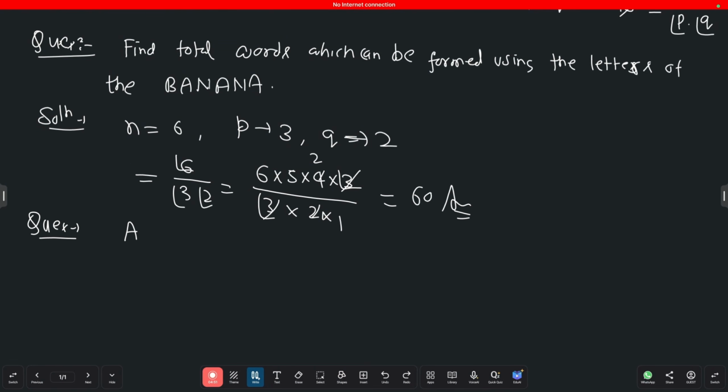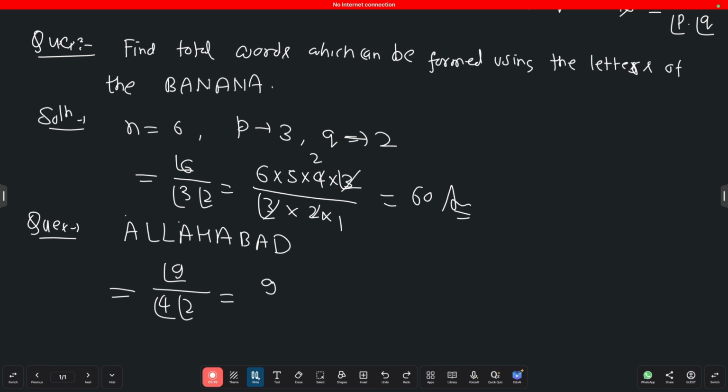Suppose I give you the word Allahabad, A-L-L-A-H-A-B-A-D. Can you tell me the total permutations? Direct answer, no need to write n, p, q. You have to be very fast. Just the total count: 9. So 9 factorial upon repetition. A how many times? 4 times, so 4 factorial. L 2 factorial.